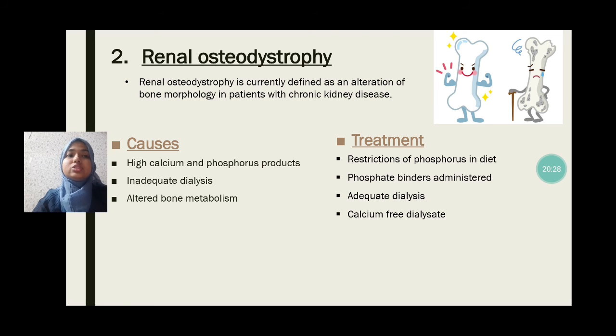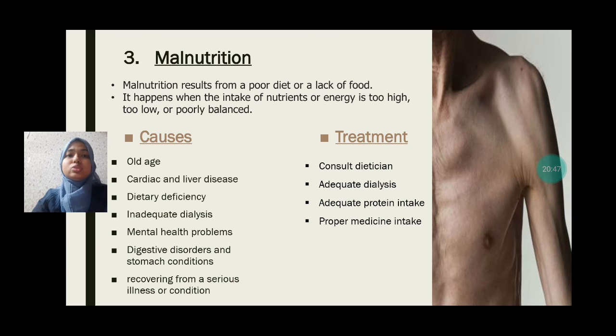Treatment: restriction of phosphorus in diet. The diet should be without phosphorus. In some cases, if phosphorus is high, phosphate binders are administered. Adequate dialysis: counsel the patient to come for dialysis every time whenever it's their turn. And calcium-free dialysis is also used.